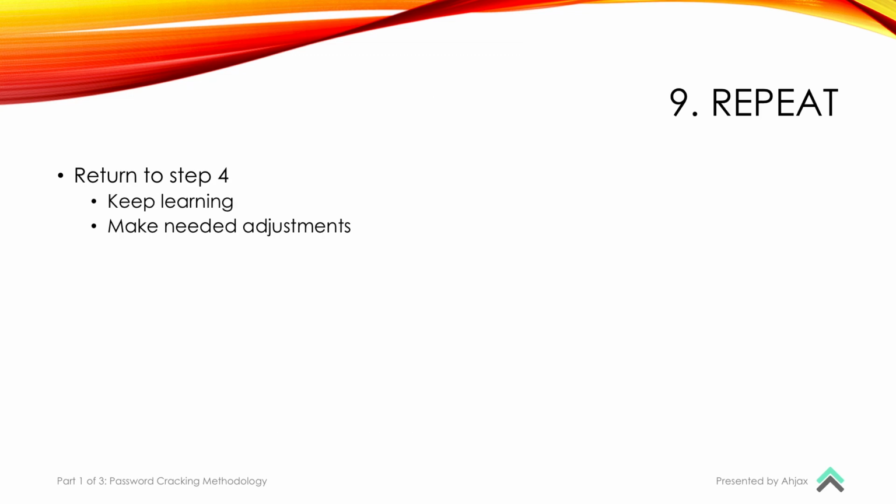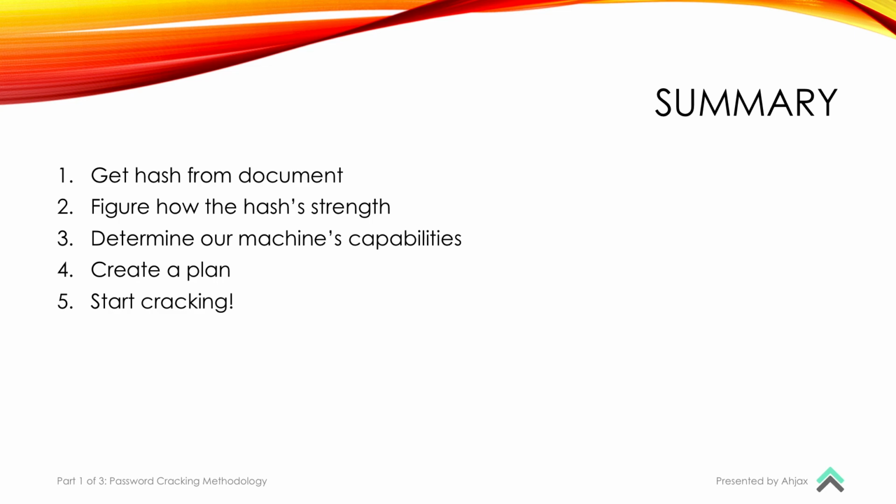And then the last step is to repeat it. So you return to step 4, and then you keep learning and making needed adjustments. So to summarize this methodology, first we get the hash from the document and figure out how strong the hash is. Then we figure out our machine's capabilities. And lastly, we create a cracking plan and start cracking.